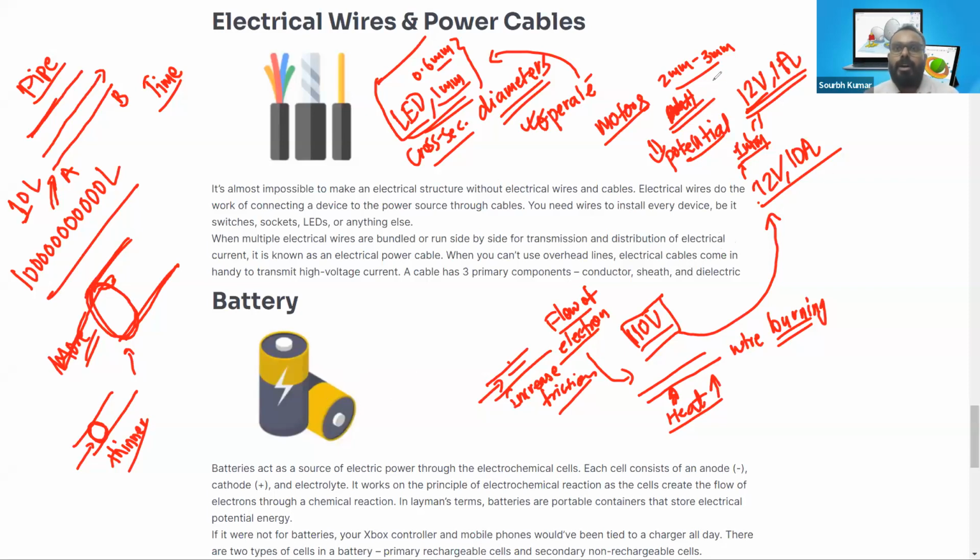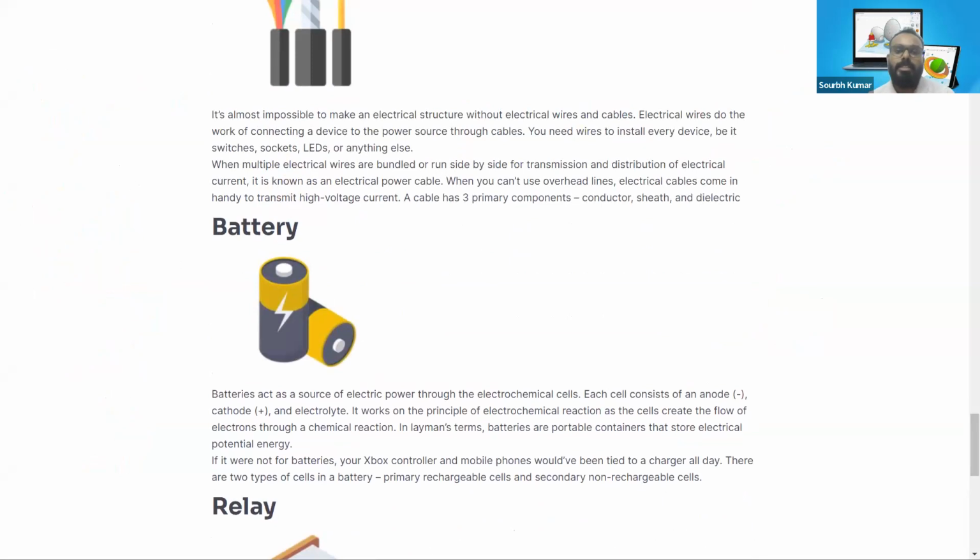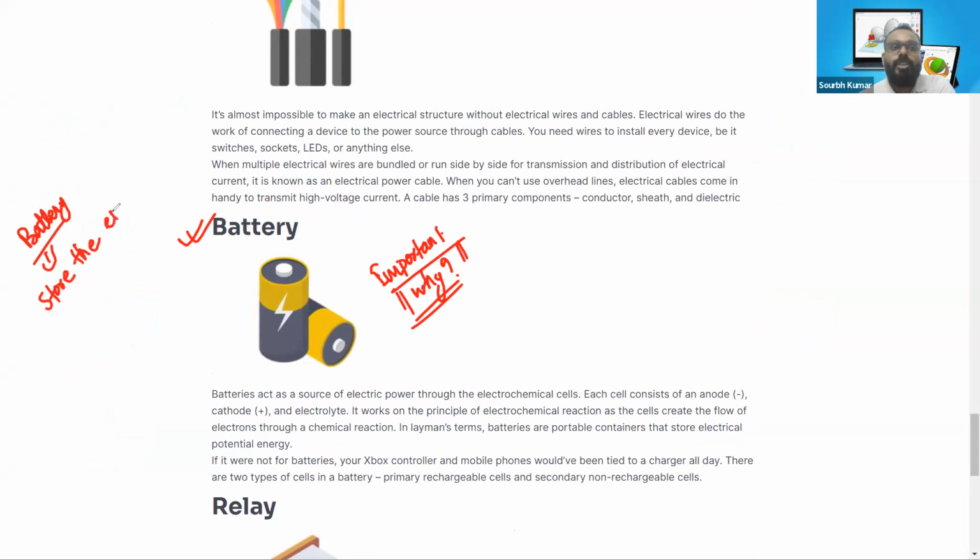Apart from the electrical wire, what we also have is the battery system, and you should take care of these things because the battery is a very important aspect in robotics. Which battery and why to use a battery, we have to discuss first. So why are we going to utilize the battery? Because a battery is an electronic device which can store energy.